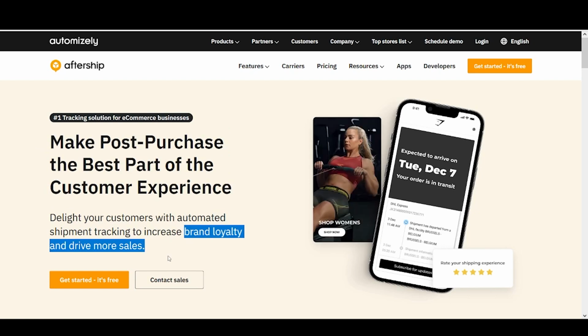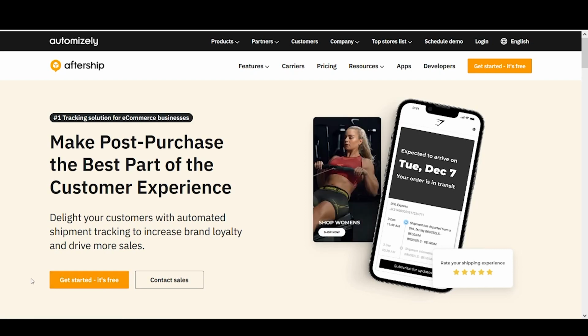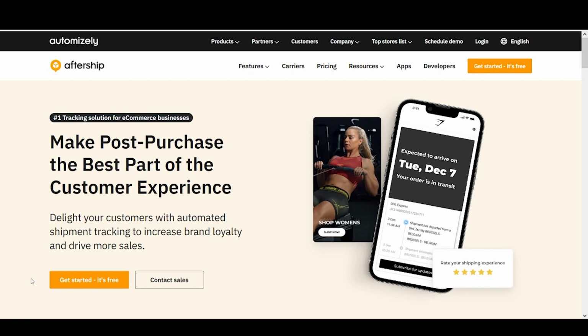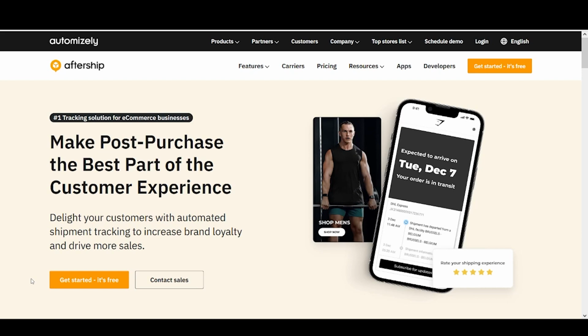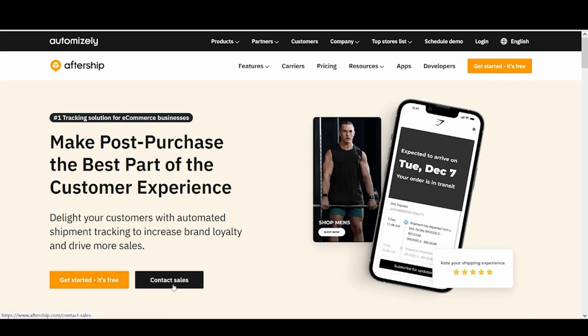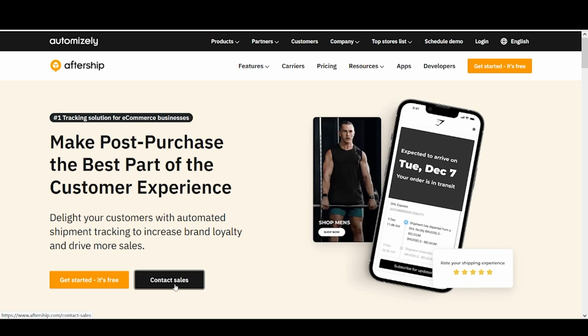Okay, that bit aside, the buttons, get started, it's free. That's something that you might want to A/B test. There's lots of information online about different wording for sign up, it's free. If Aftership have the ability to do A/B testing for UX content, I think that's something that would be worth testing. Contact sales. I know it's a B2B product, but for me, this feels a little bit cold. I think Contact Us might be a little bit more welcoming.